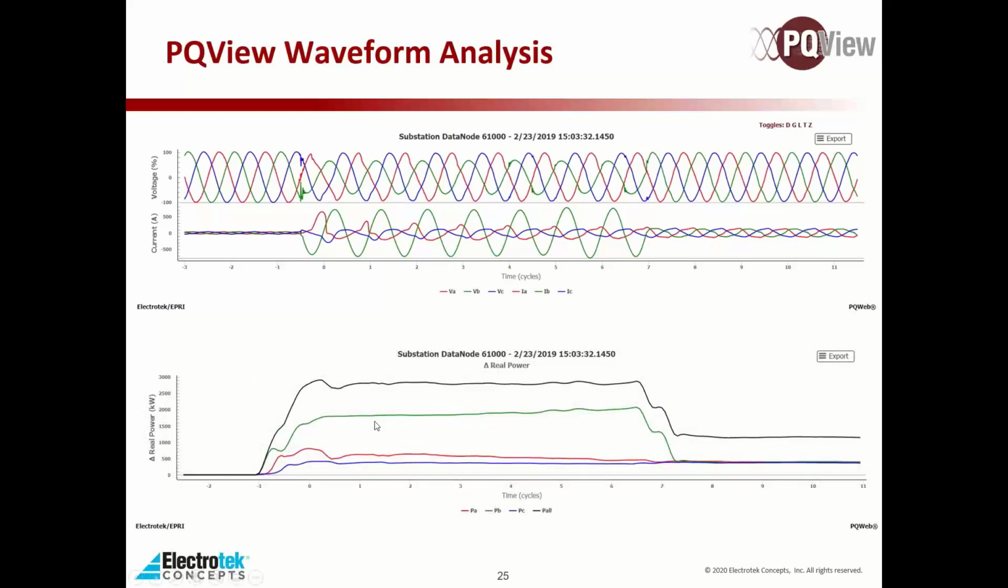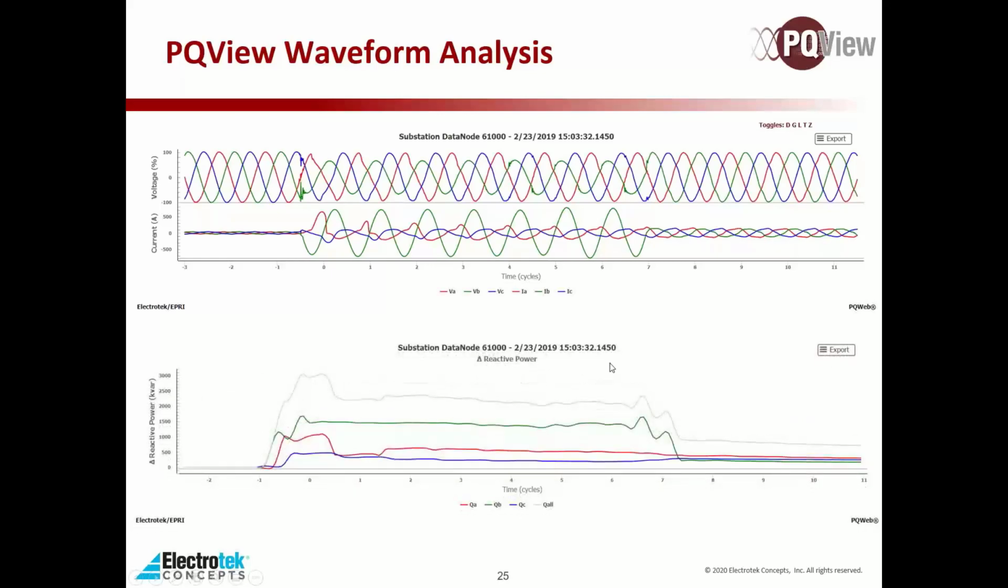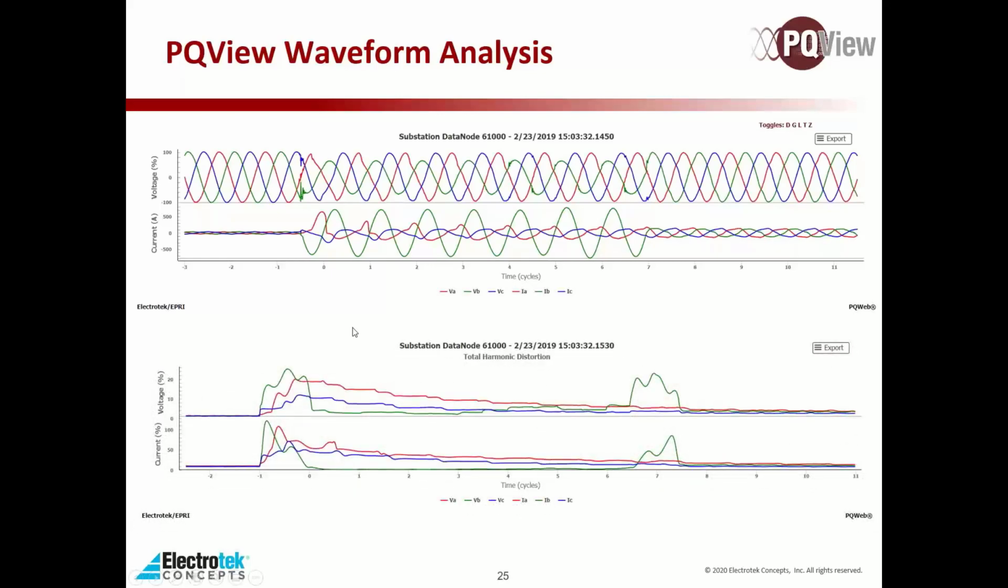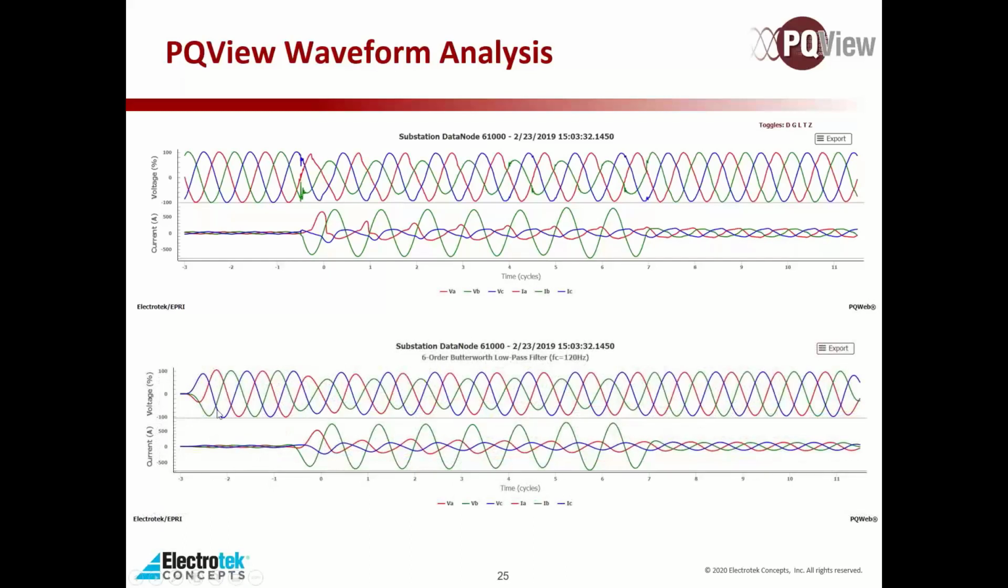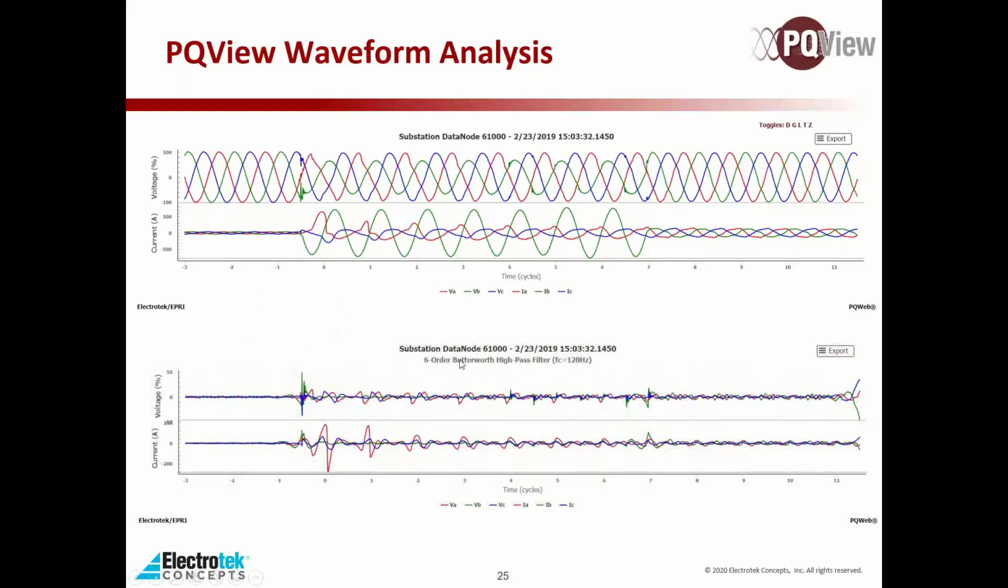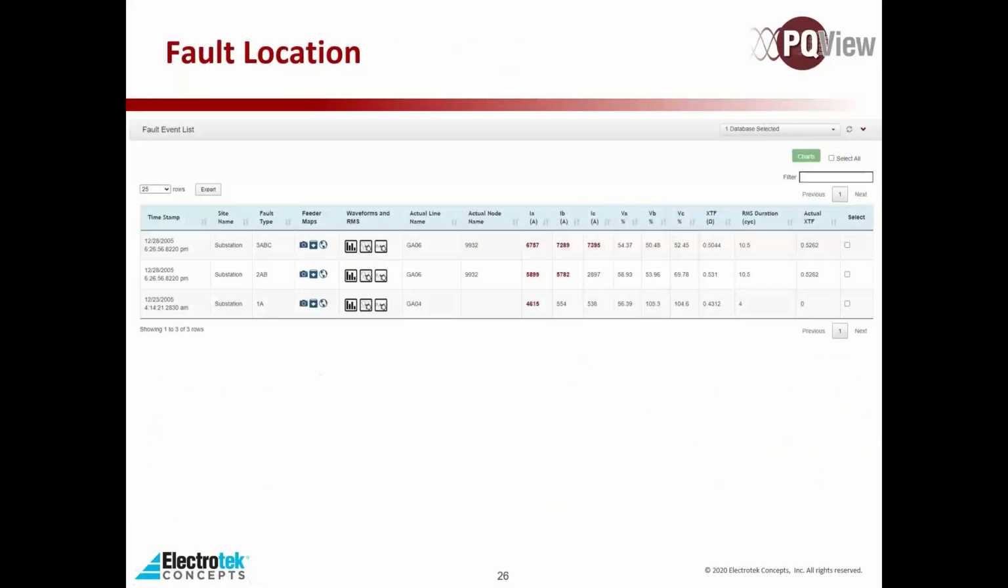Power factor, delta, so that's change in real power, change in reactive power. THD, total harmonic distortion. You can do filtering, so this is a low pass filter. You can see it removed all the fuzziness out of the waveform, so all the high frequency perturbations are removed. Or you can do a high pass filter, remove all the low frequency stuff, so you only see the high frequency perturbations. So that's the quick rundown of our waveform analysis.